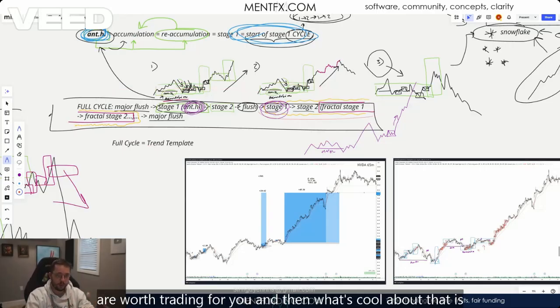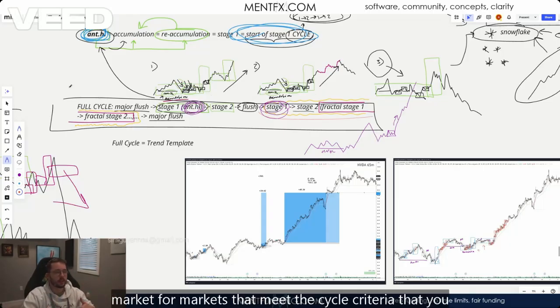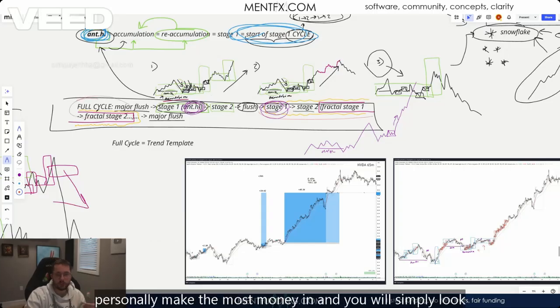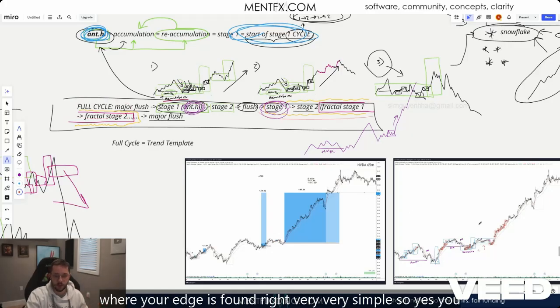And then what's cool about that is that you can scan the market, which I'm going to teach you to do, or you'll see videos on that, to scan the entire market for markets that meet the cycle criteria that you personally make the most money in. And you will simply look to execute your MBs and your entries through that cycle and where your edge is found, right? Very, very simple.